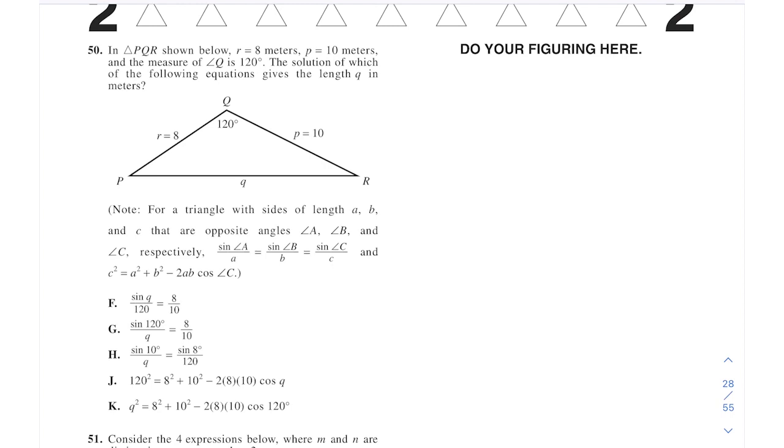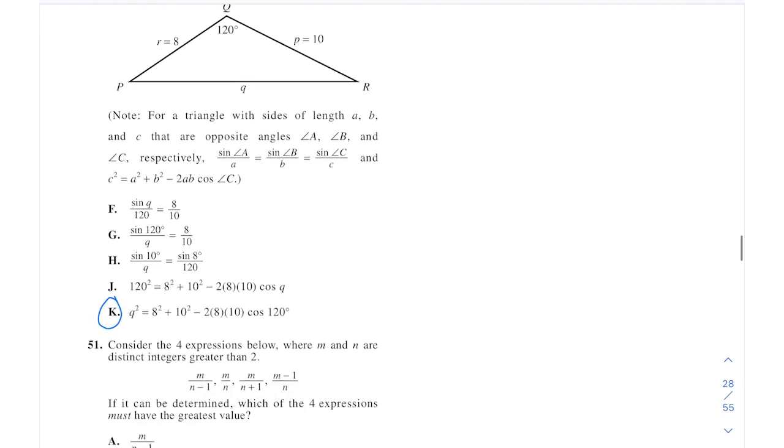All right, the solution of which of the following equations gives the length of Q. So this is probably going to be law of cosines, and it would be Q squared equals 8 squared plus 10 squared minus 2 times 8 times 10 times cosine 120. Yep.